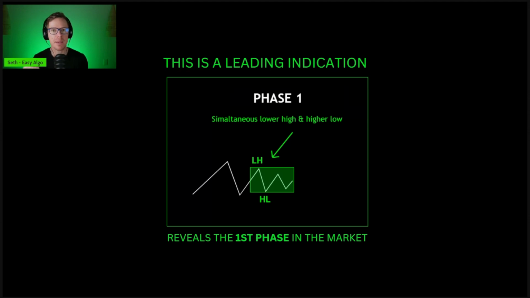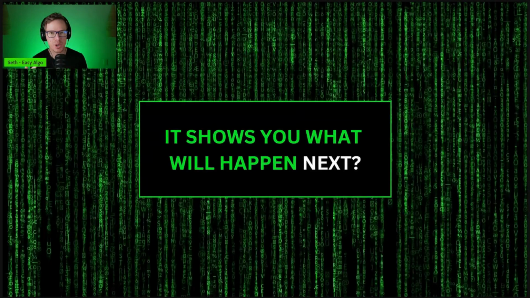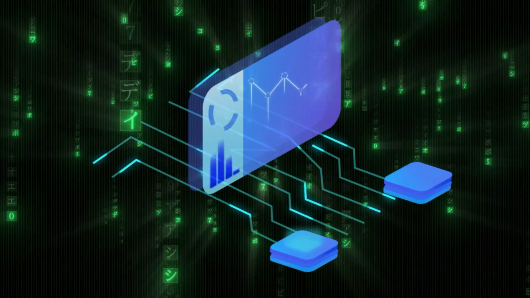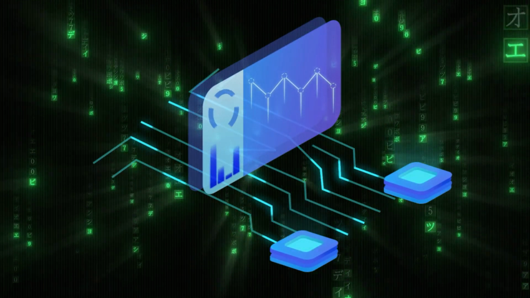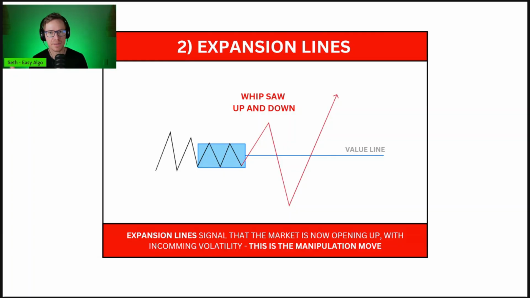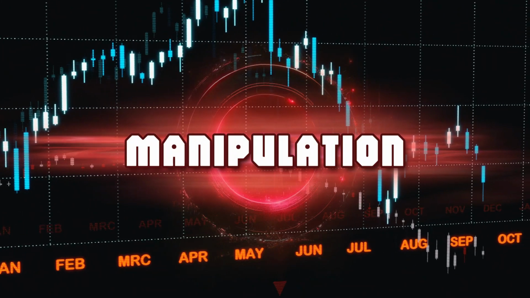This is when we get a simultaneous lower high and higher low happening at the same time. It shows you what is going to happen next. This is what makes this indicator so special. And what happens next is the expansion phase. This is where we get these expansion lines being created. Expansion lines signify that there's incoming volatility coming into the markets, and this is known as the manipulation move.